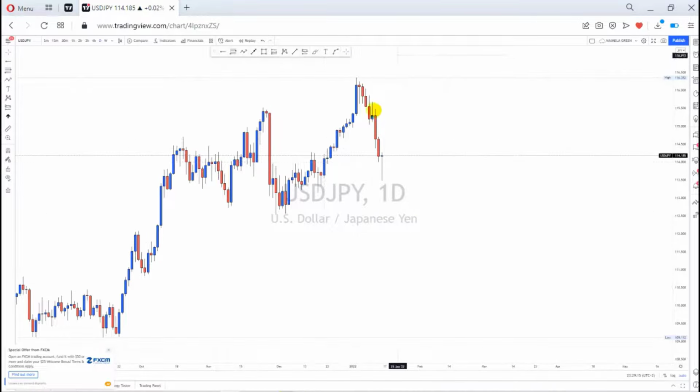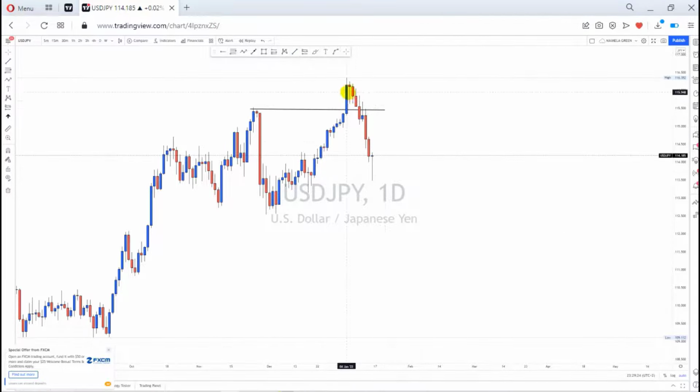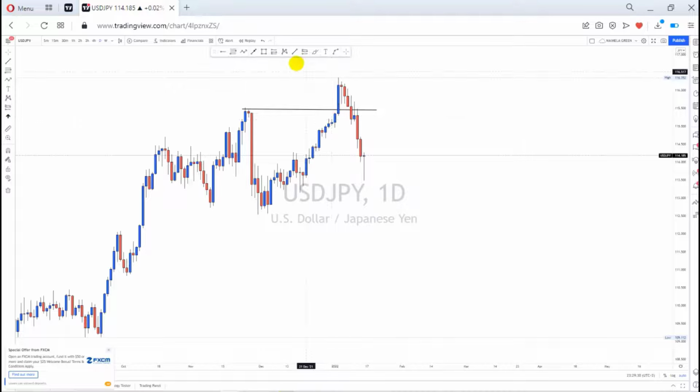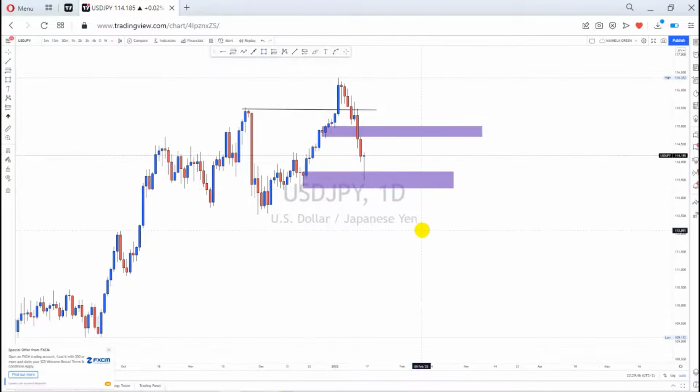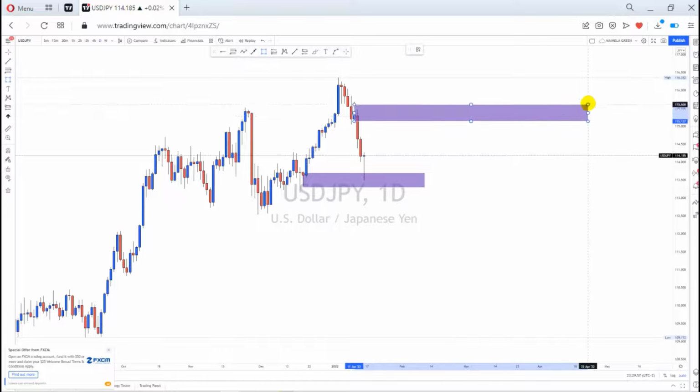Sorry. You can see from this break of structure here, they failed to do what? Let's assume, I think they failed to respect the order block, because the order block was this one here. This is the first order block here. They failed the first order block. Then I think they respected this order block here. This is the second order block here, right? So let's focus on this second order block, which is this one. Then we have this, which is the supply.